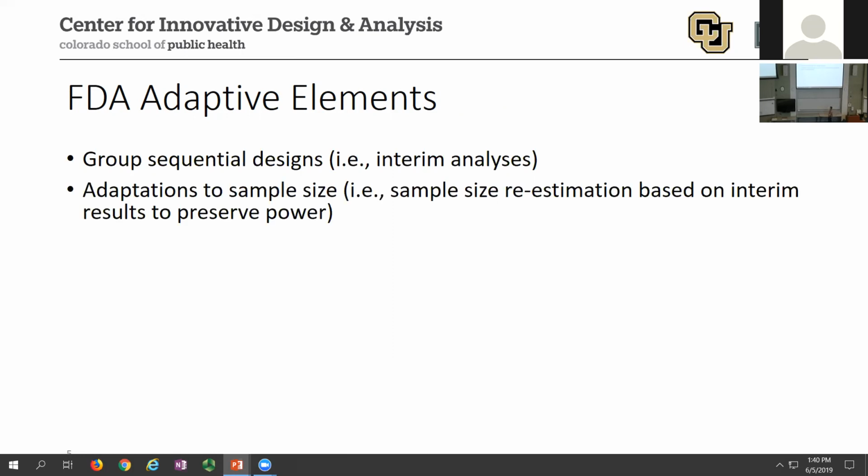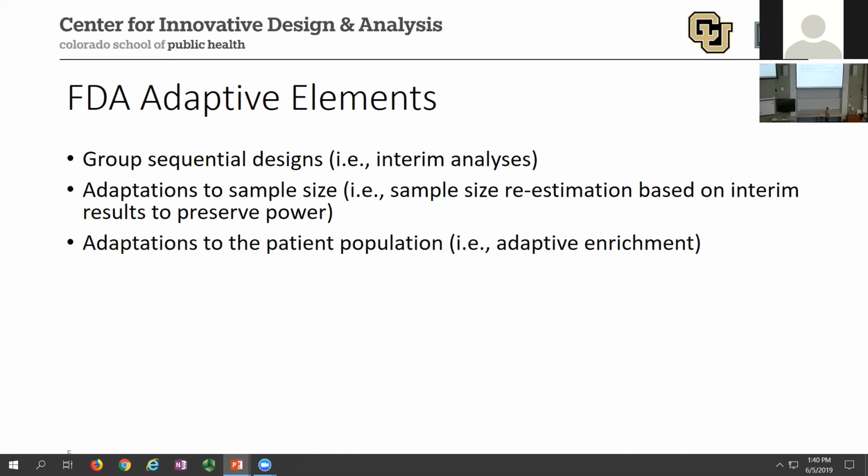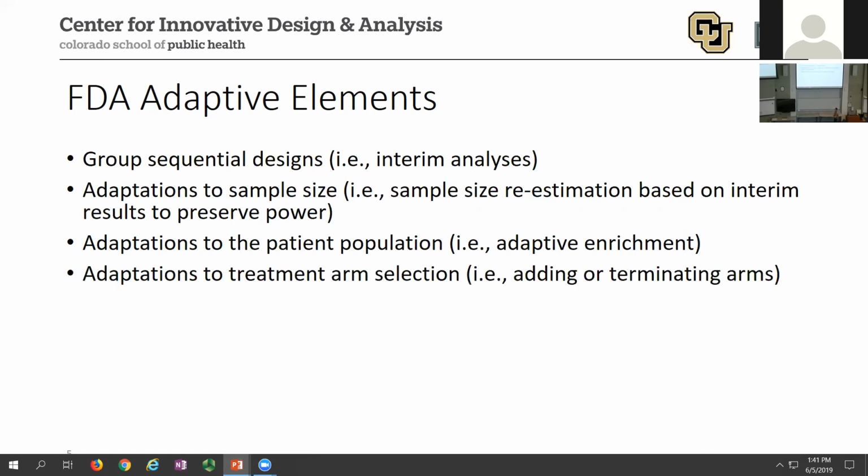One of the first things we will touch on is this idea of adaptations to your sample size. So in other words, we're going to potentially re-estimate the sample size in your trial to adjust for issues such as unplanned changes or misplanned or misassumed responses in your trial during that stage when you're powering and doing a sample size calculation. There's also the potential for adaptations to your patient population. This is known as adaptive enrichment, where you try and hone in potentially on different aspects of your group or your population you're enrolling to really drill down to the question you want to answer.